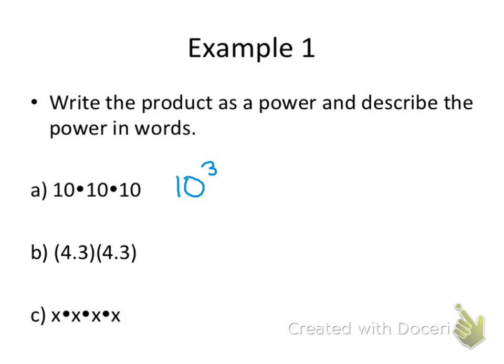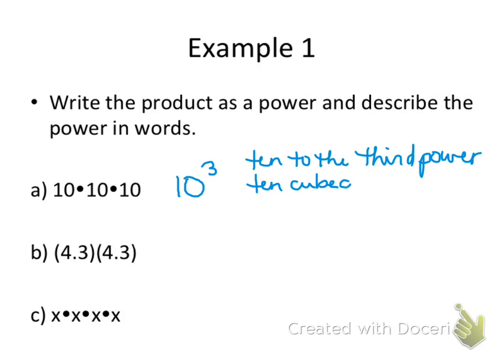Now, when I describe it in words, I can say two things. I can say 10 to the third power. And for the exponent of 2 and the exponent of 3, we have some special names. I could also say 10 cubed. Either of these would be acceptable.